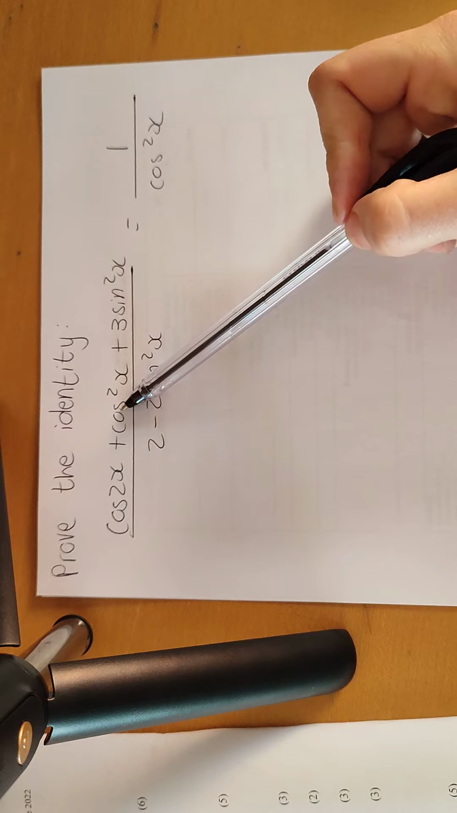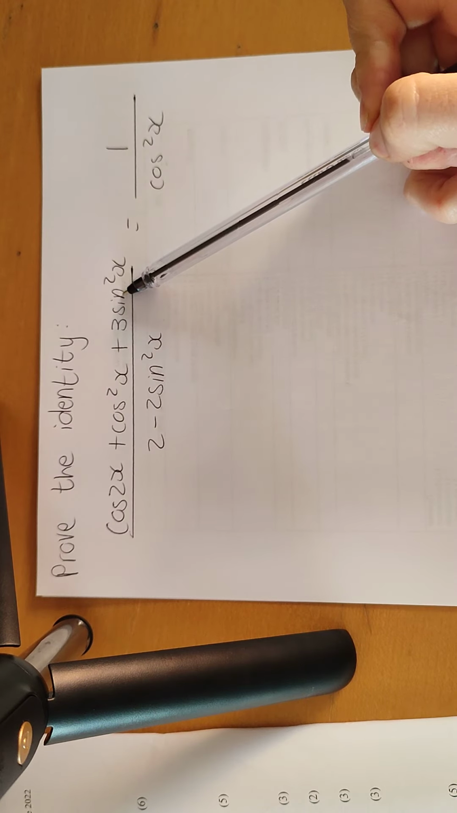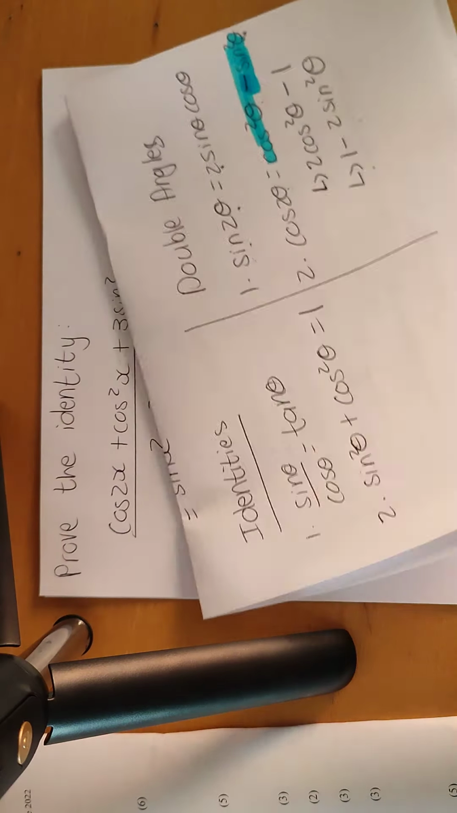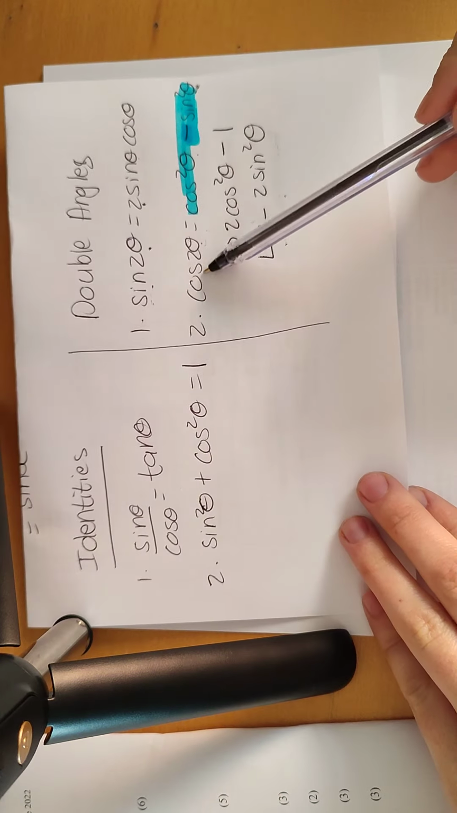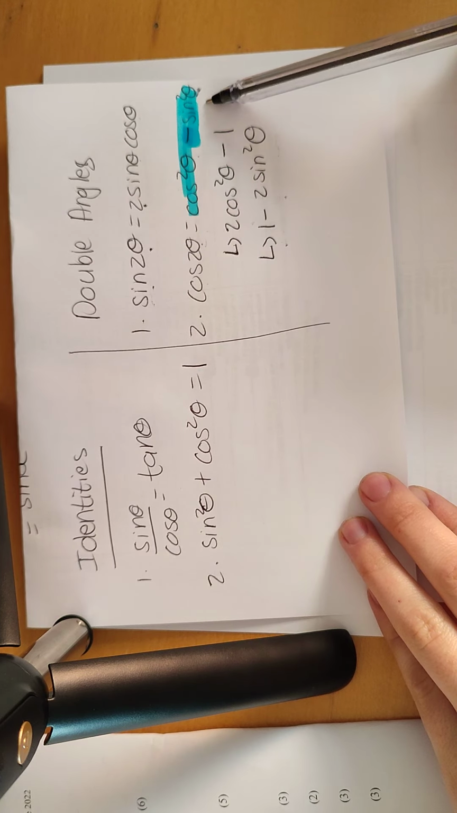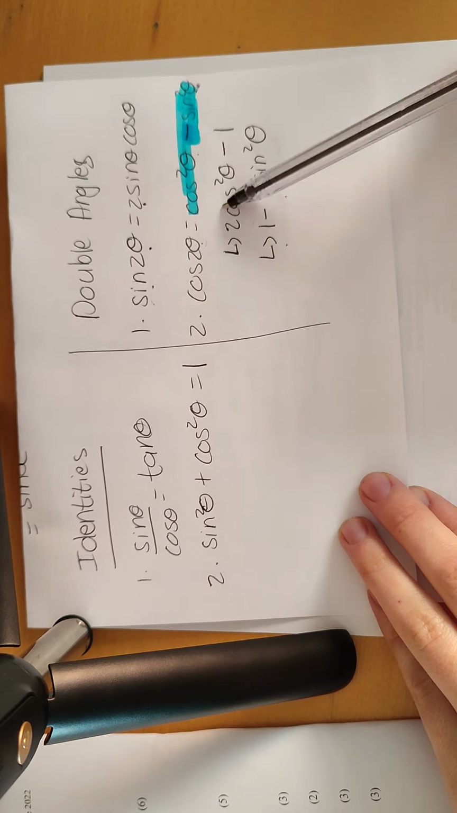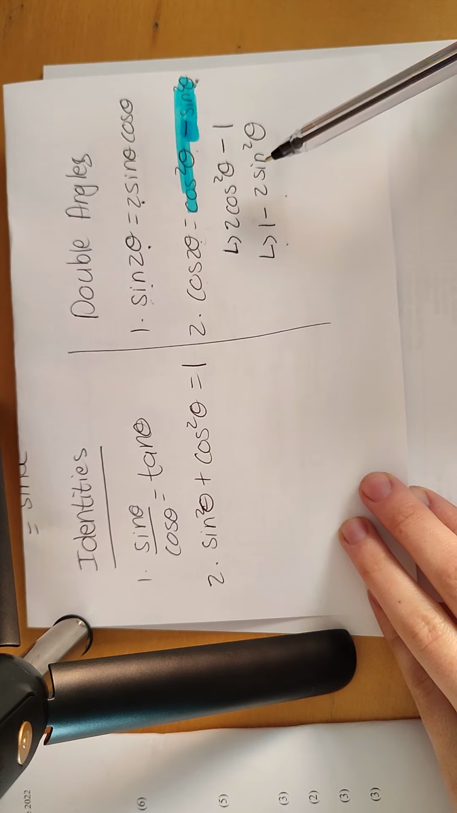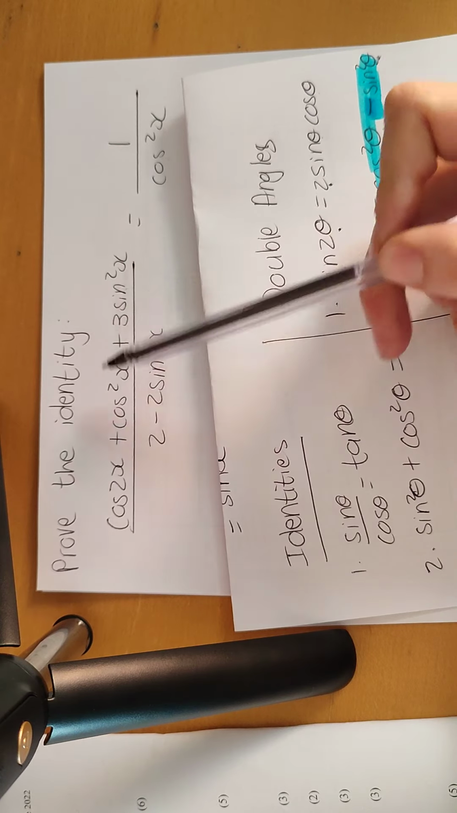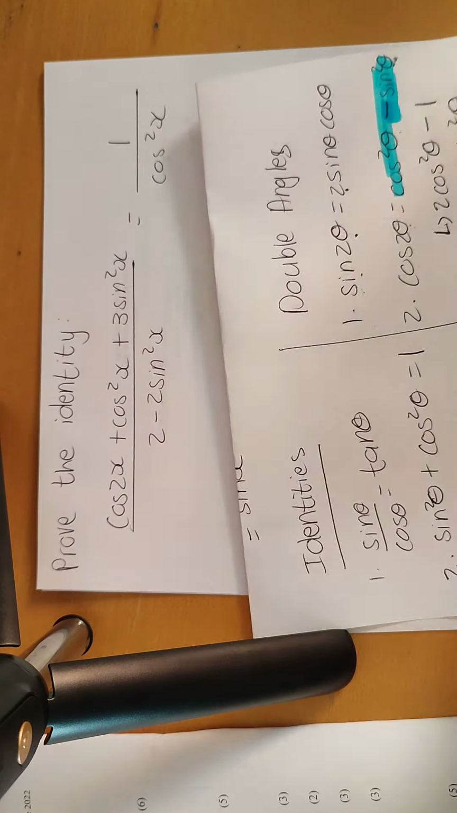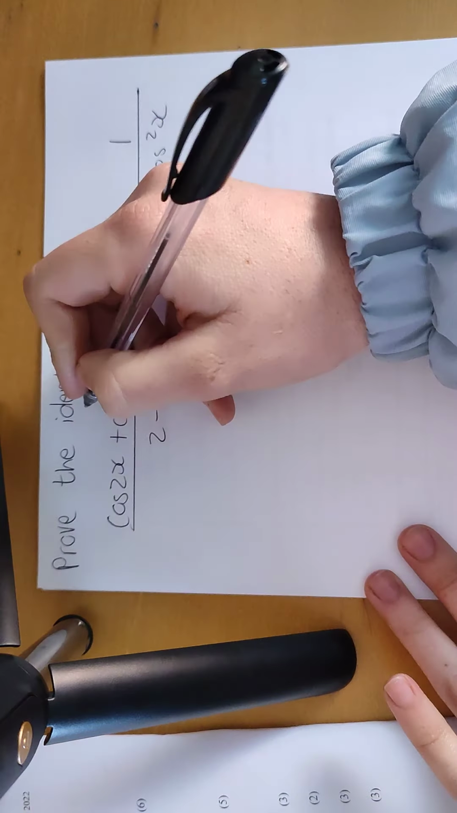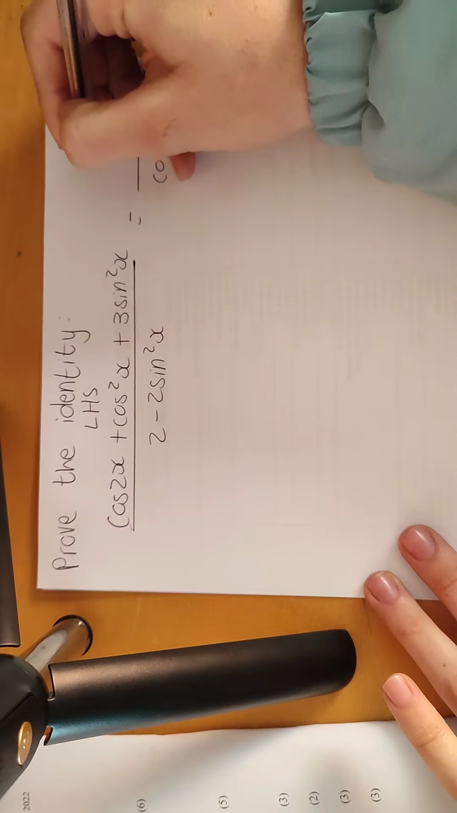Now there's a cosine squared x and there's a sine squared x, so there's no clear indication of which one to change it to. Remember, if I have a double angle cosine 2 theta, then I can write it as cosine squared theta minus sine squared theta, or in terms of cosine or in terms of sine. But there's no clear indication, so I am going to go with the original, and I am firstly going to say left hand side and right hand side.